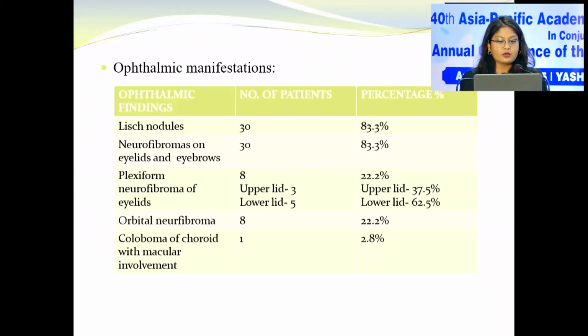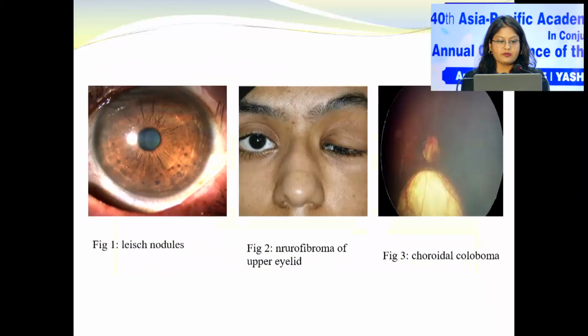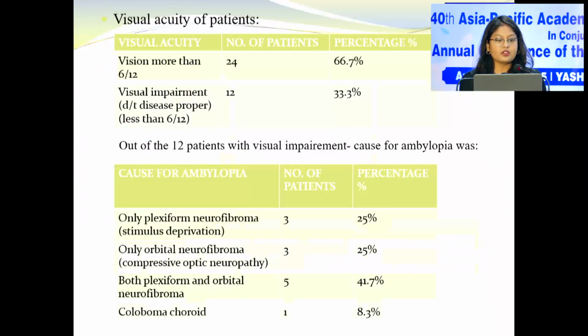Lisch nodules were noted in 30 patients. Neurofibromas on the eyelid and eyebrows were noted in 30 patients. Plexiform neurofibroma of the eyelid was noted in 8 patients. Orbital neurofibroma was noted in 8 patients. Coloboma of the choroid with macular involvement was seen in 1 patient. These are the images. Visual acuity of patients.